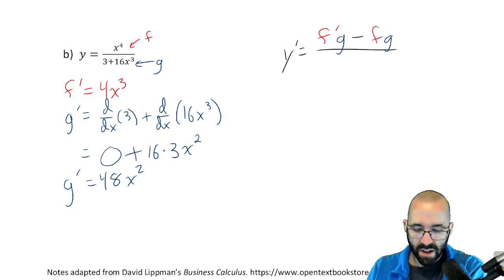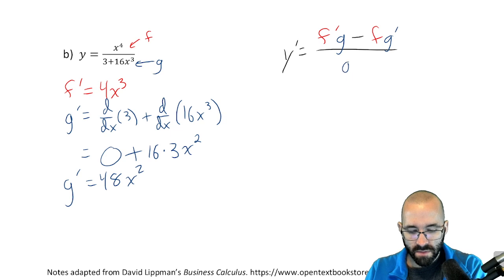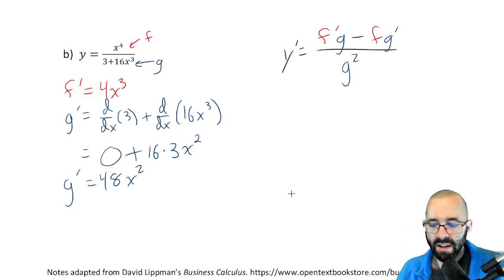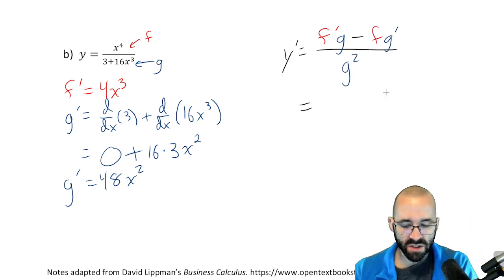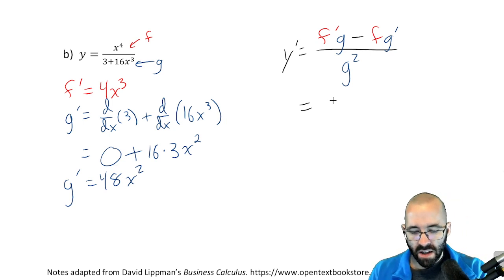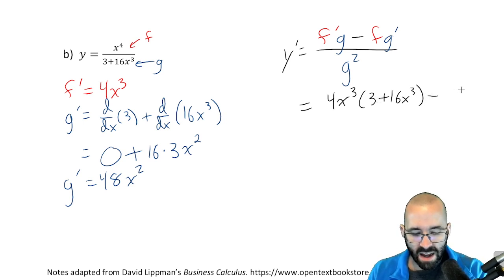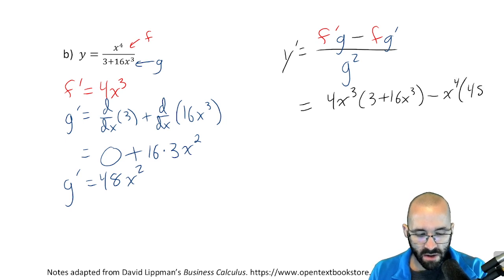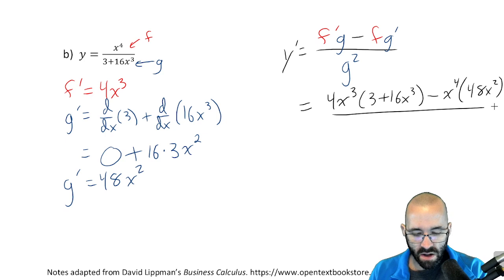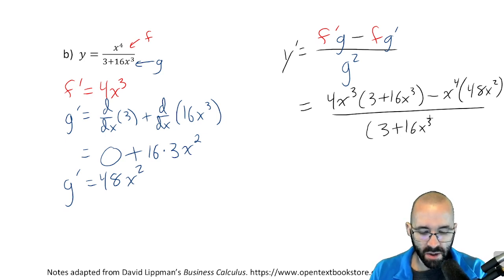Oops, I should use blue for that. Now we just plug in and try to simplify if we can. These ones are usually messier to simplify. F prime is 4x cubed times g, just 3 plus 16x cubed, minus f, which is x to the 4th, times g prime, 48x squared, all over g squared, 3 plus 16x cubed squared.